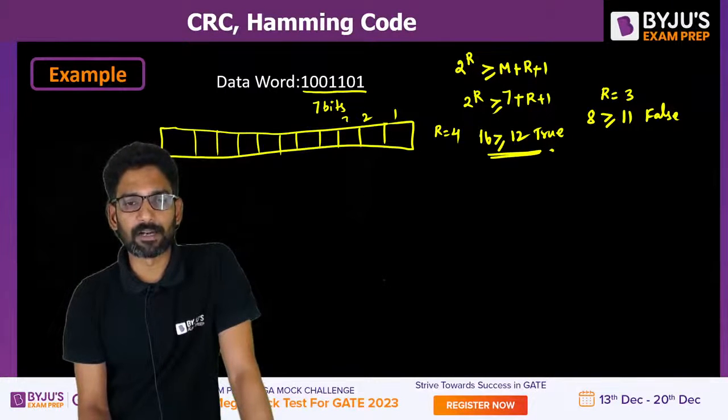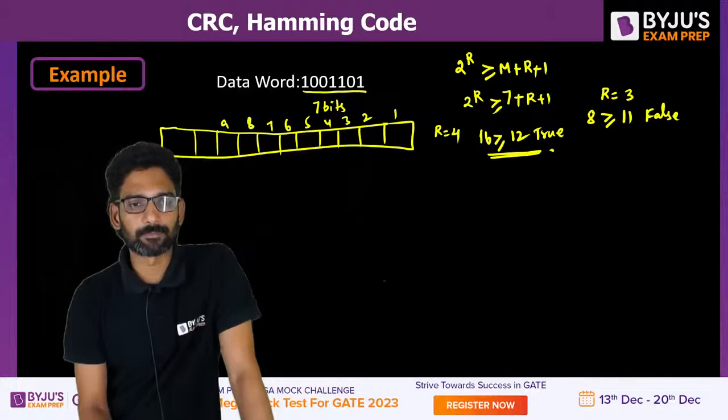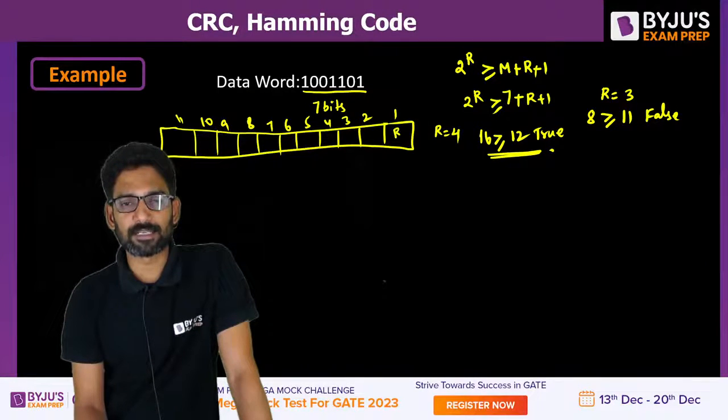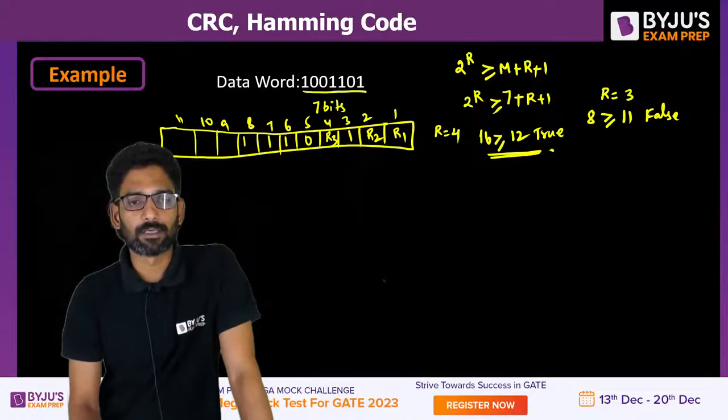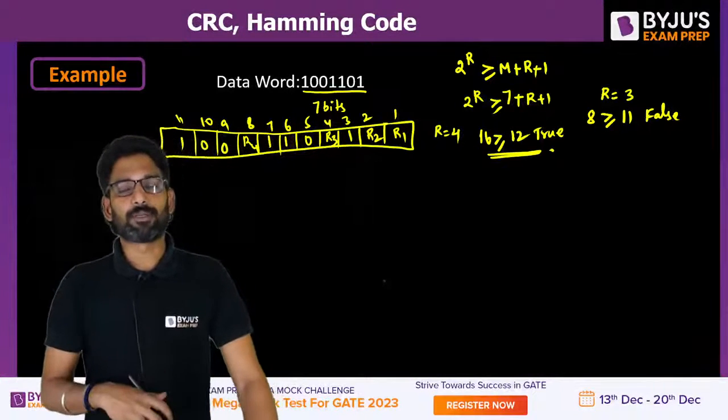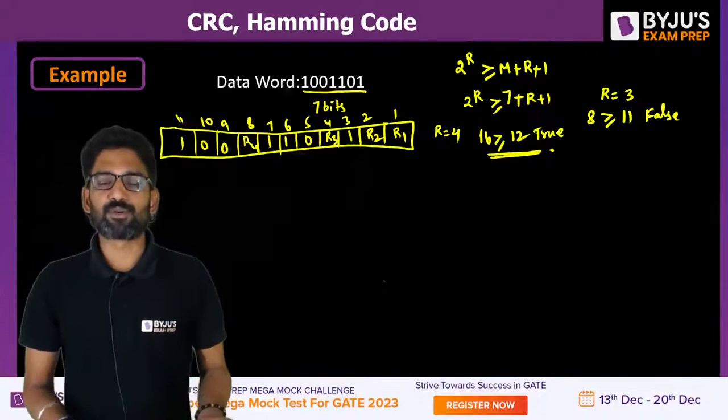Mark from 1, guys. Remember, we will mark the positions from 1. First position is redundant bit position, let's say it is R1. Second is also redundant, R2. Third is data bit position. Fourth, redundant bit position. Fifth, 0. Sixth, 1. Seventh, 1. This is R4. Ninth, 0, 0, 1. So what is that? Check 1 bit, skip 1 bit, check 2 bits, skip 2 bits.